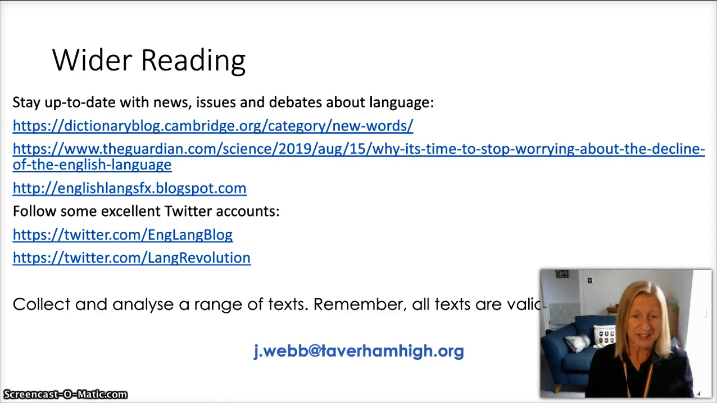One of the easiest things to do, as you've seen from the beginning, is that the texts that we study in A-level language are very different and diverse, okay? So you can collect your own texts. It might be a leaflet that comes through the door from a fast food restaurant. It might be a snippet of a recording of something that you've jotted down a transcription for. Remember that all texts are valid objects of study, and the wider range of texts you look at, the better prepared you'll be for September.